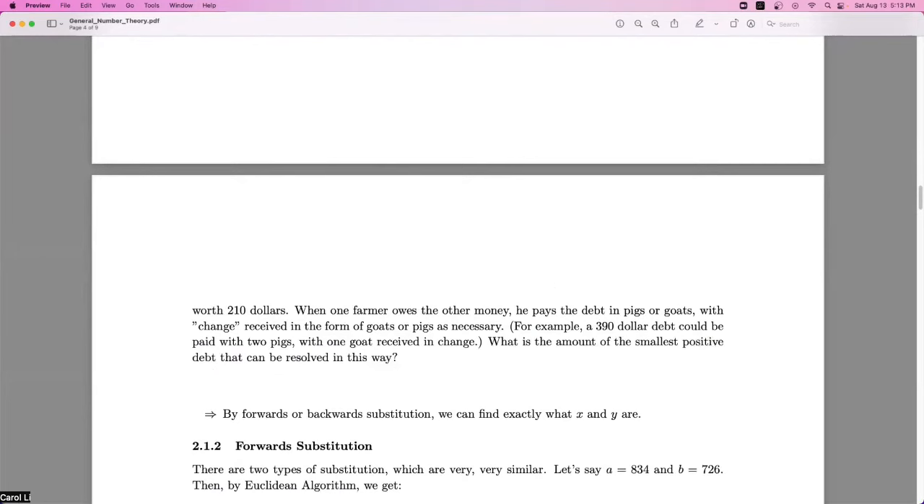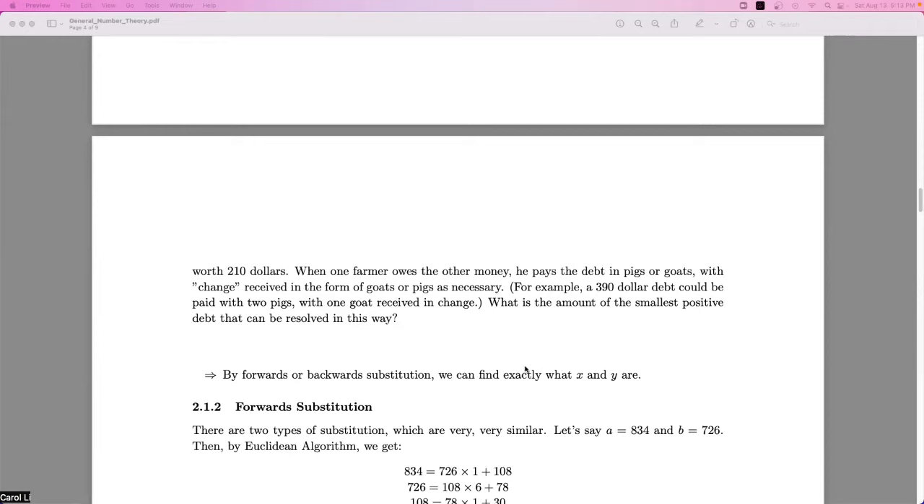Forwards and backwards substitution. There are two different types of substitution. They're basically the same thing, and I will only teach you forwards. It's literally just which direction you plan on going, and there's not an easier way or a harder way. I'm going to show it like this because it's easier to explain with an example. So how does forwards and backwards substitution work? Let's start with our earlier example of 54 and 12.